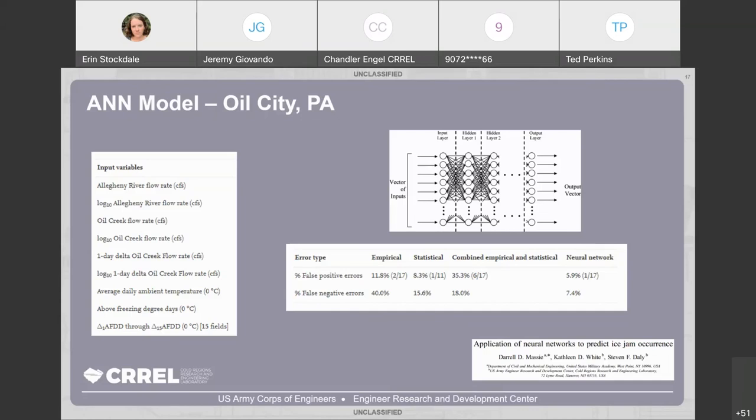But again, it's a little bit of an opaque model. It's a little bit tough to tell how well it could do at predicting an event that's outside the normal suite of events that occur. But it could be used to go back and hindcast events, and that's what they did here.